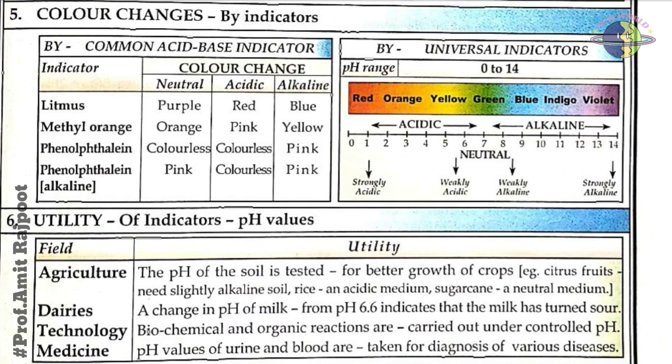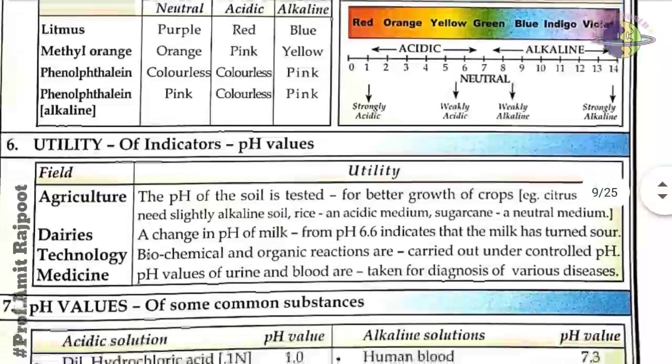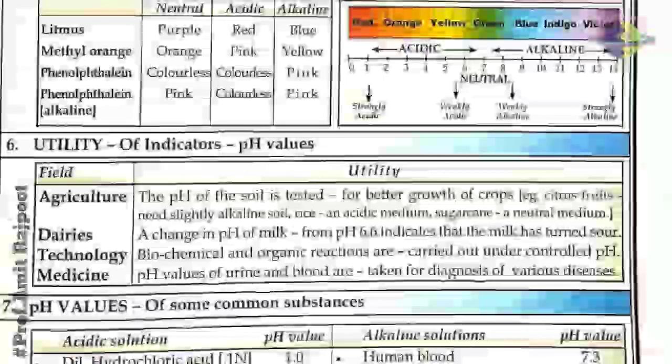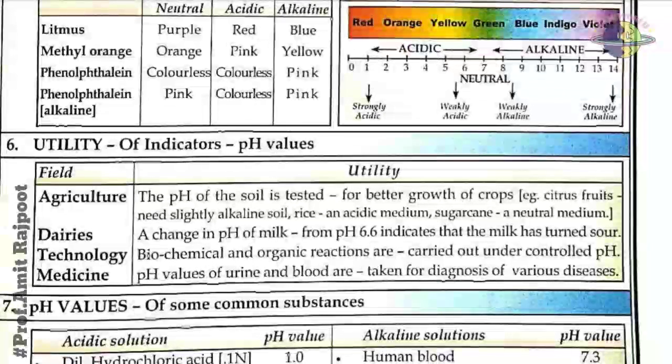If pH is below 7, then it is said to be an acidic medium. If it is above 7, then it is said to be an alkaline medium. Strongly acidic is pH 1 and strongly alkaline is pH 14. Utility of indicators: pH values can be identified for agriculture, dairies, technologies, and medicines also.